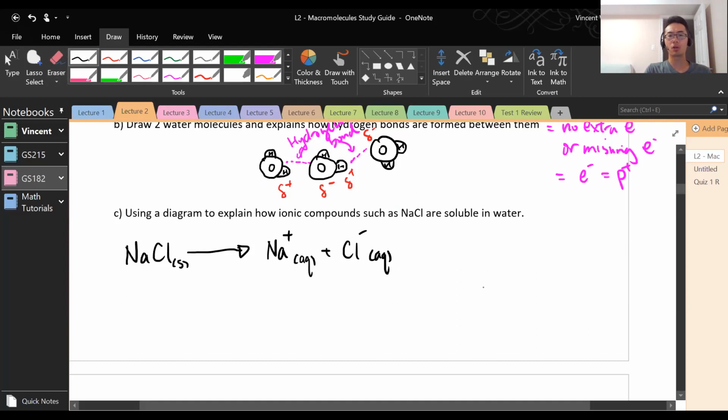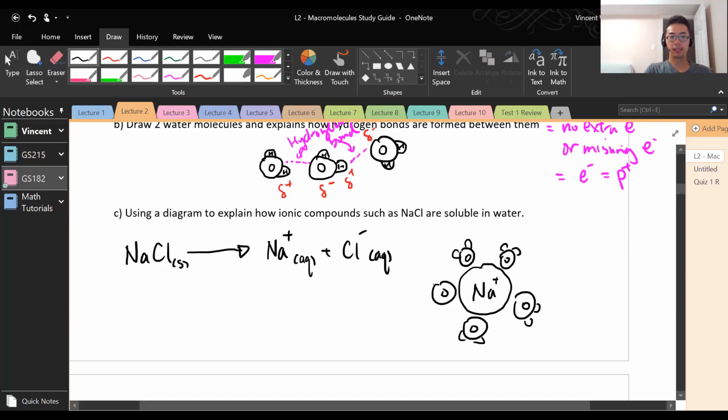And once it dissolves in water, you have the Na plus here, and the oxygen part of the water molecule will be surrounding the Na plus, because that's the negative portion of the water molecule. And then you have the Cl minus here, and over here it's the other way around. You would have the hydrogen surrounding the chlorine.